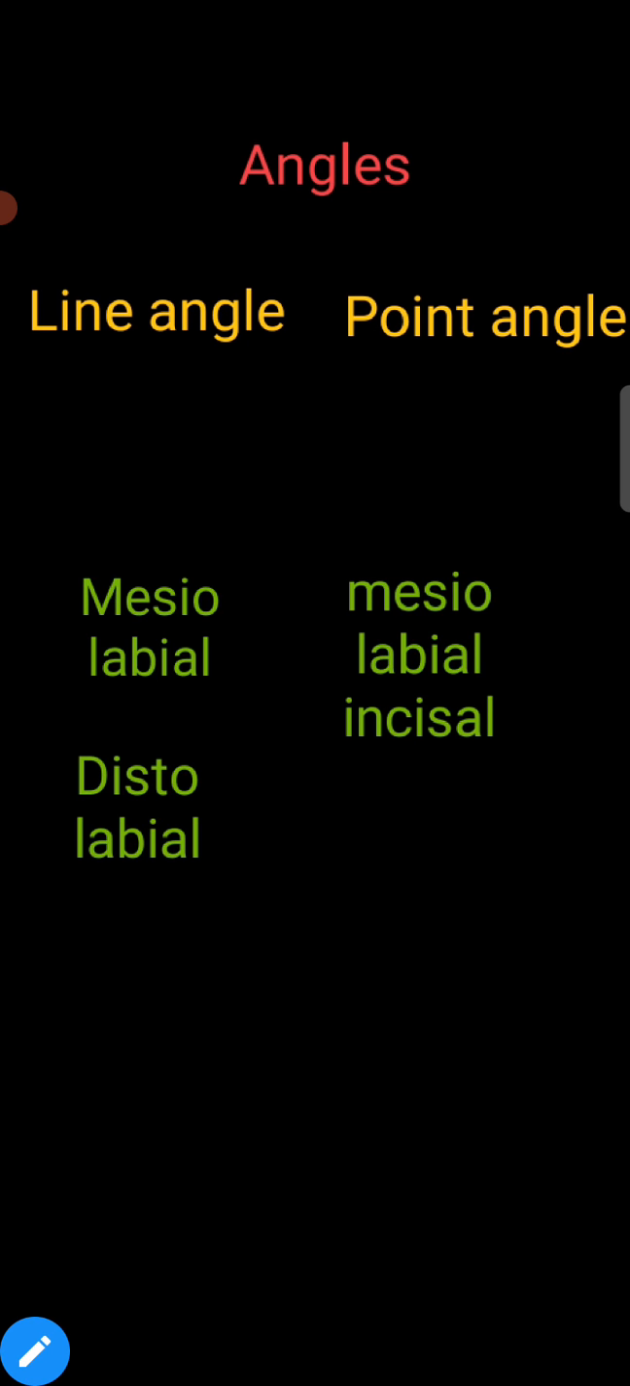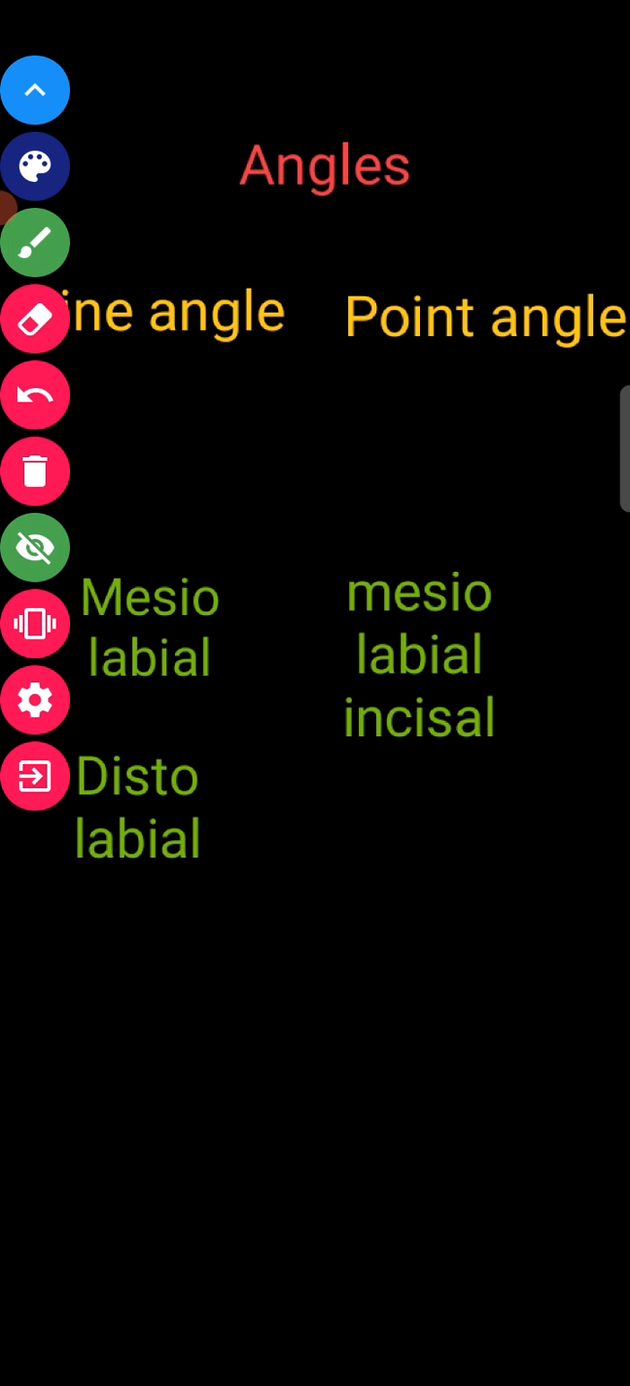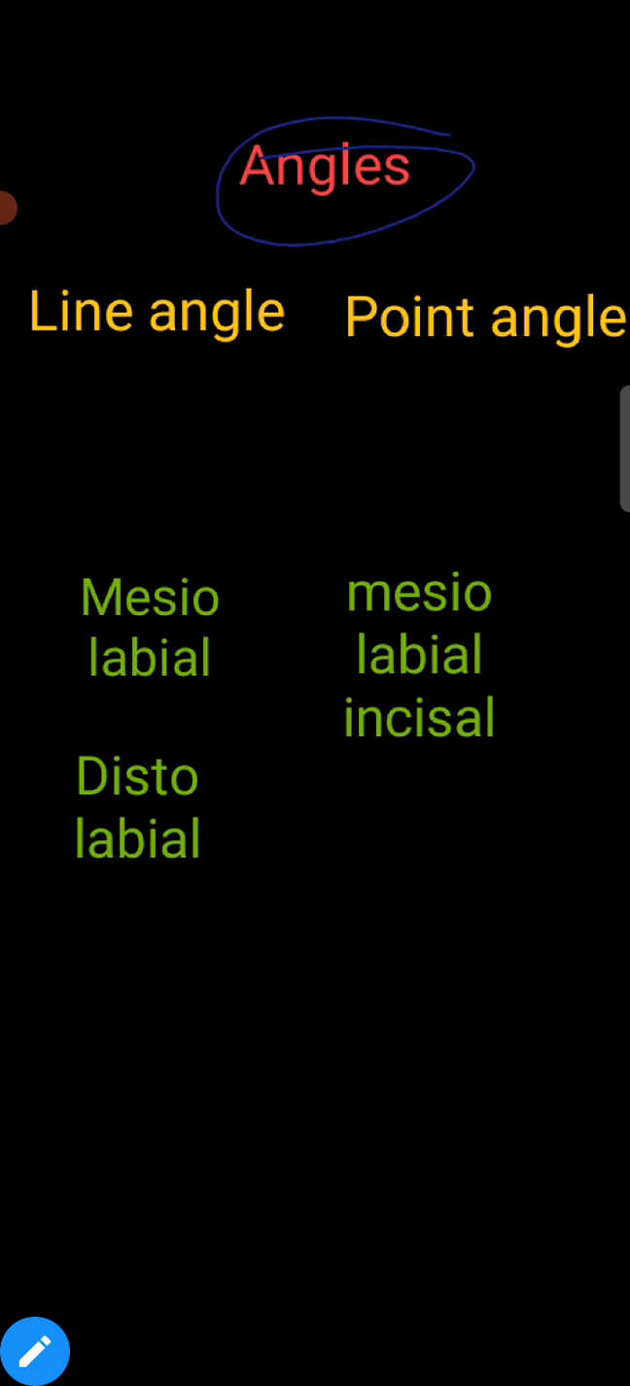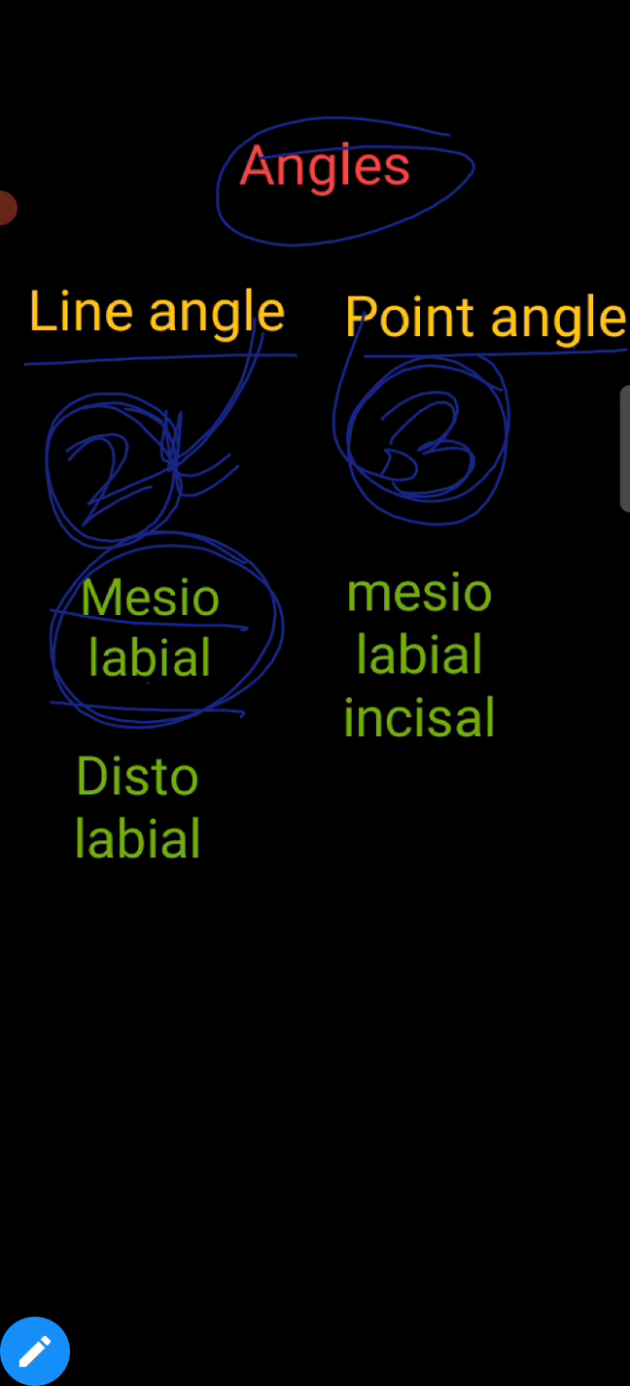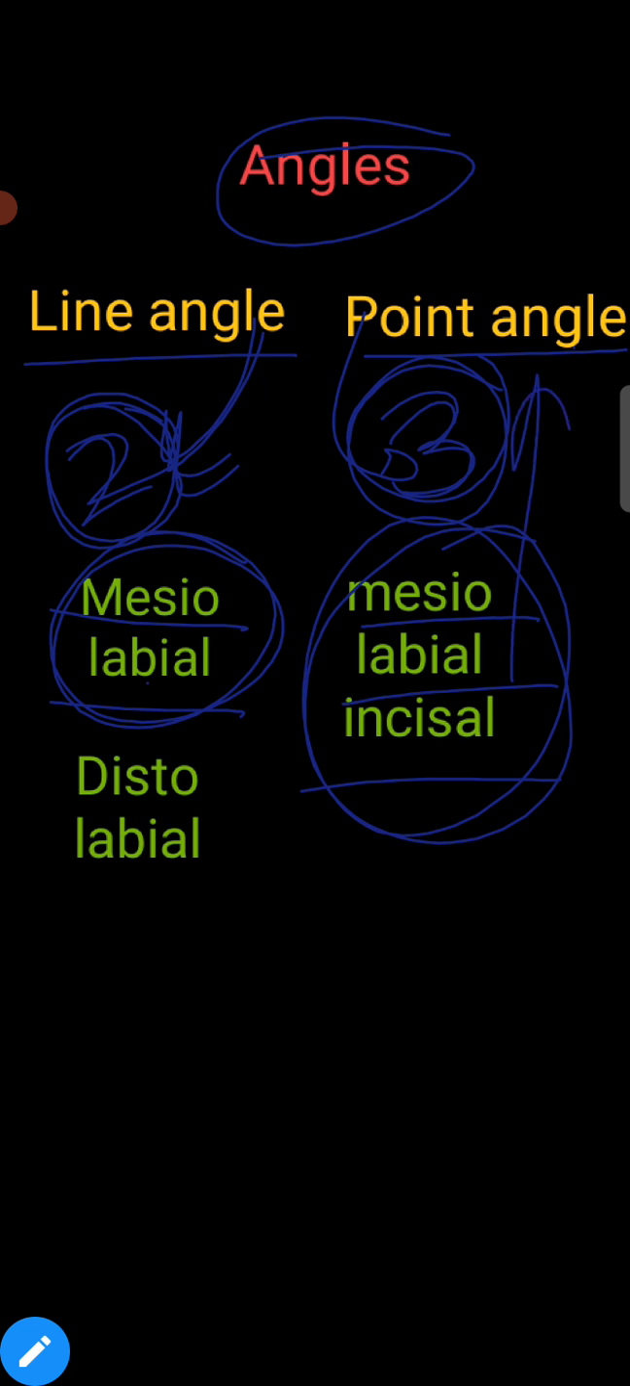Now, let's talk about the angles. Your tooth is known to have certain angles. We have a line angle and a point angle. A line angle is the angle which is made by the junction of two surfaces, whereas a point angle is made by the junction of three surfaces. To give an example, if I'm saying mesiolabial, I mean that it's made by the junction of two surfaces, so it is a line angle. By saying mesiolabioincisal angle, it indicates there are three surfaces involved and it's definitely going to be a point angle. So this was all about the basic features of a tooth.